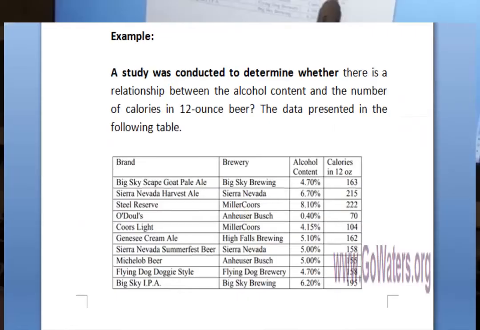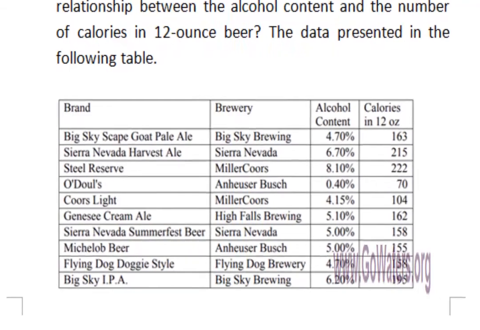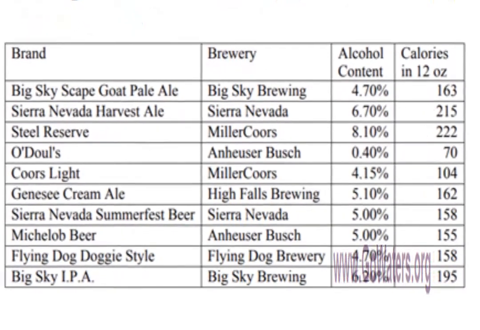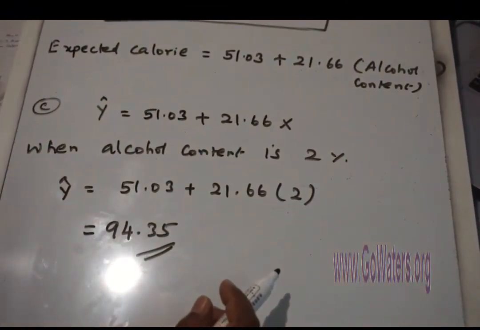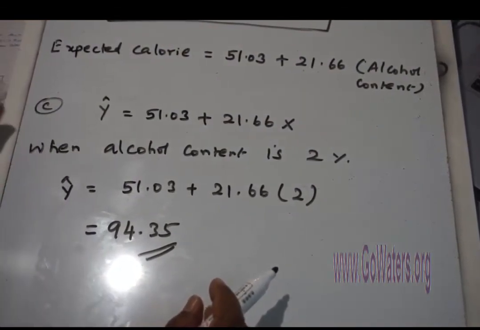So what is the value here? The alcohol content is 2%, and the calorie is 94.35. So the alcohol content is between 0.4 and 4.15, and the calorie is also between 70 and 104. That means your model is working well here. It is trying to interpolate or predict. The prediction is an interpolation, and it's correctly predicting the values. This is how we can cross check whether your model is working. Sometimes it might go beyond the limits. In that case, there may be some problem in the sample you have chosen or the calculation that you made.